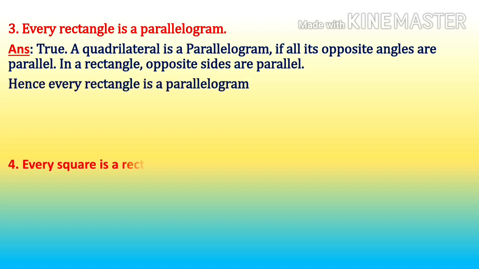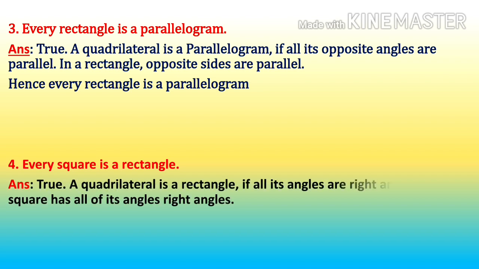The fourth one, every square is a rectangle. True. A quadrilateral is a rectangle if all its angles are right angle. In a rectangle, all the angles are right angle. Same way in the square also all the angles are right angle. So by using this property, we can say square can be a rectangle, but rectangle cannot be a square.